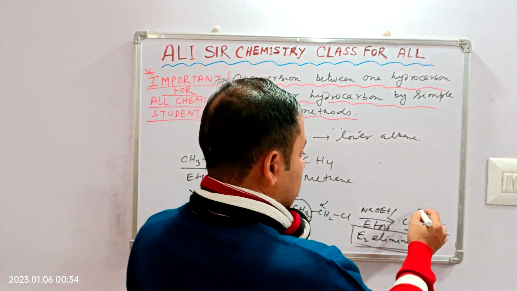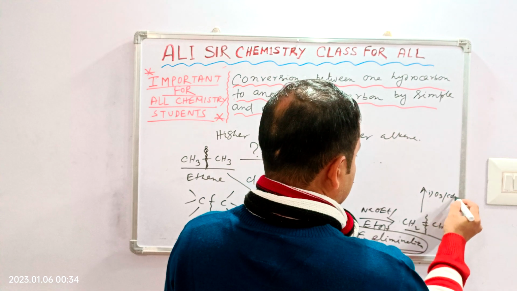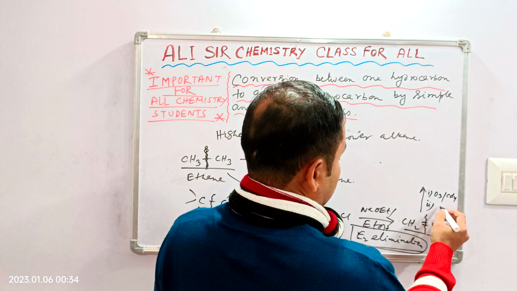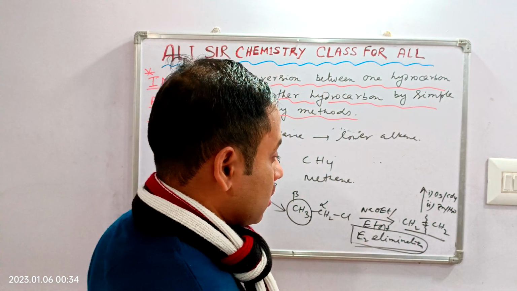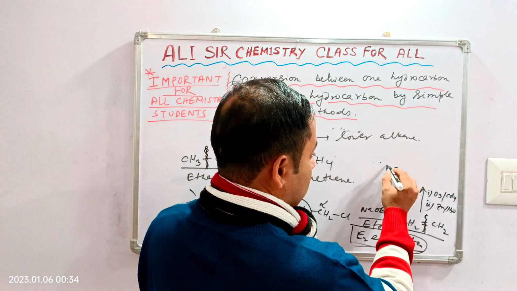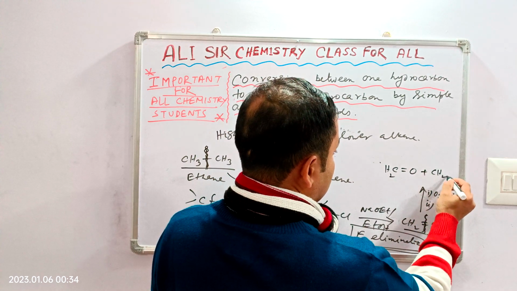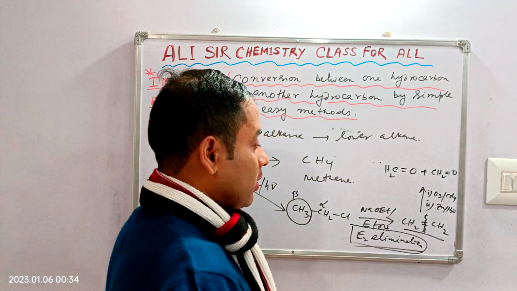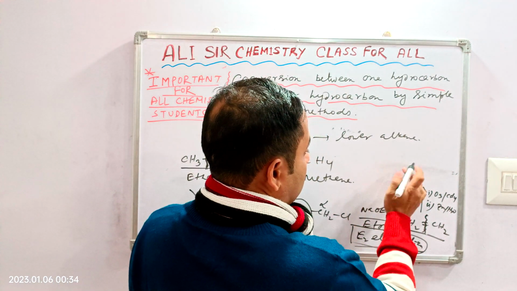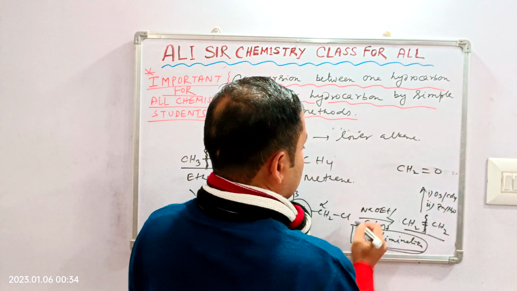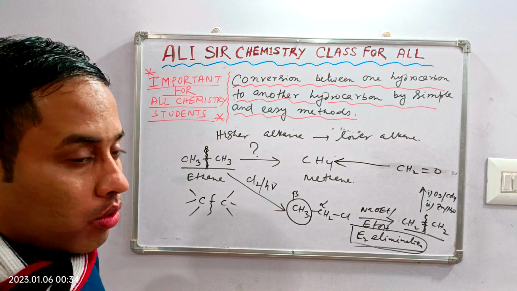All of you know this ozonolysis reaction: ozone in inert solvent CCl4, then zinc and water. What will we get? We just cut this bond and add oxygen to each carbon, giving O double bond CH2 plus CH2 double bond O. So we get a formaldehyde molecule, CH2 double bonded O. Let's write CH2 double bond O. Now we move from CH2=O to CH4.